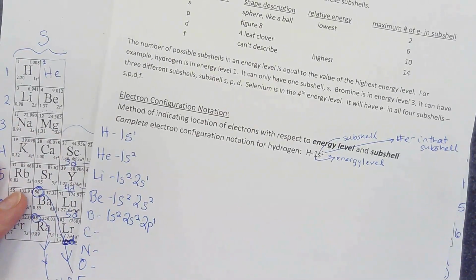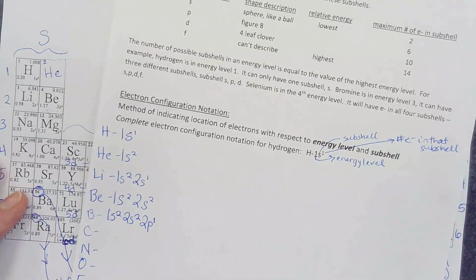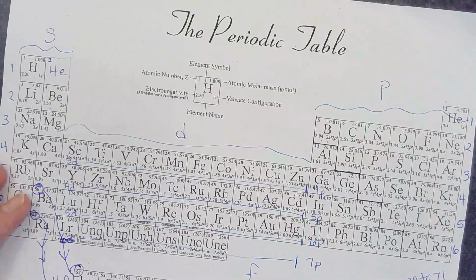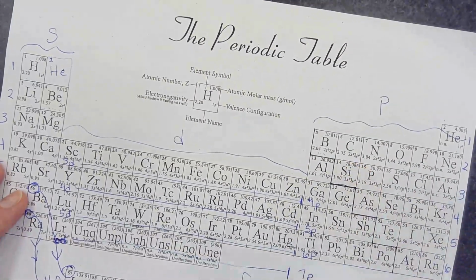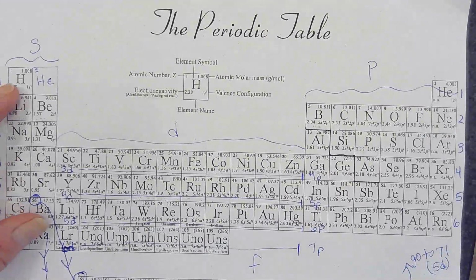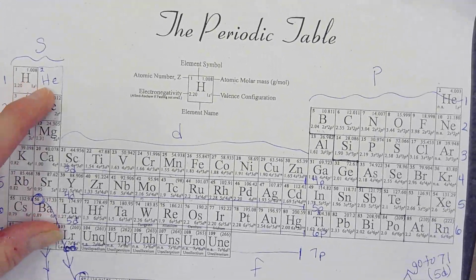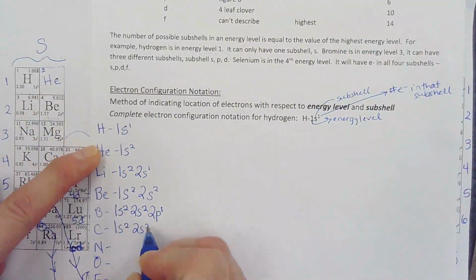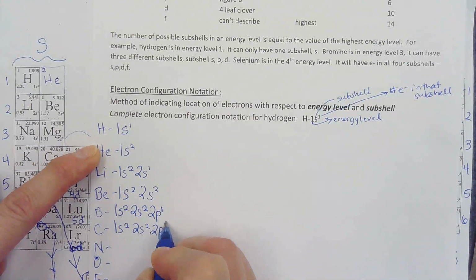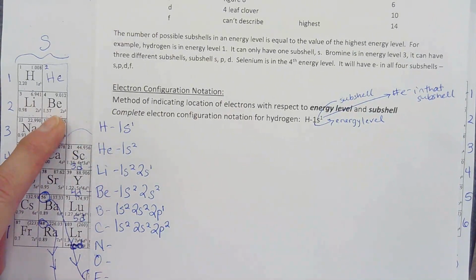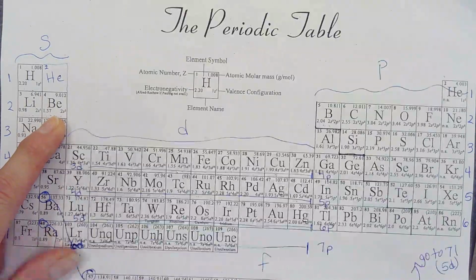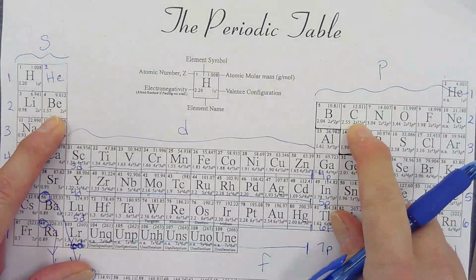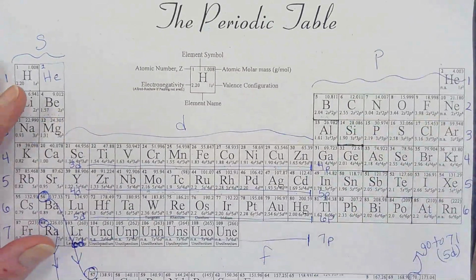Are we getting it? Be with me. Come on. All right. Carbon. What will carbon be? Carbon's going to be 1s2. Do you see it? 1s2. Keep going. 2s2. 2p2. Yes? Right here? 2p2.